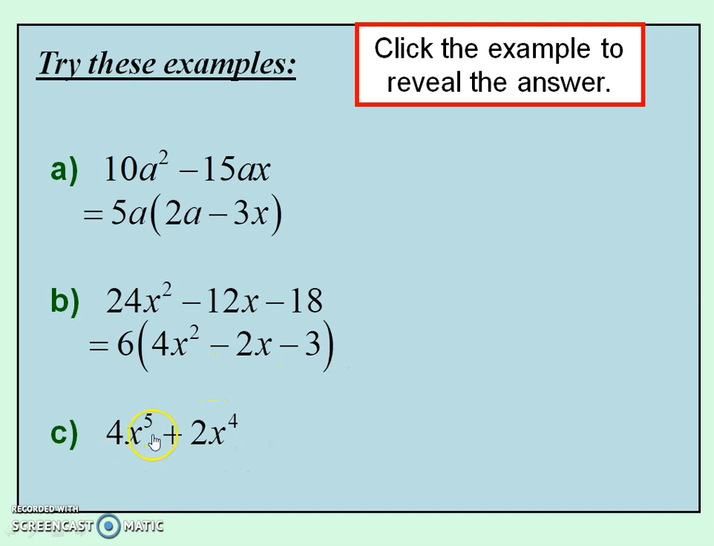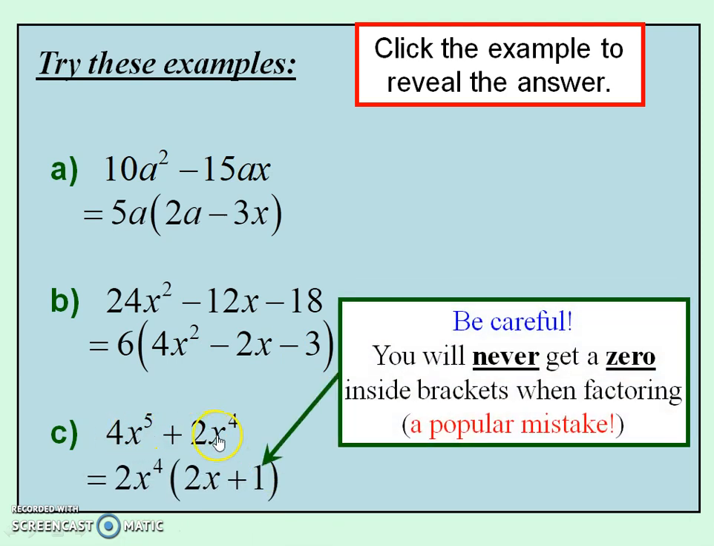GCF of these two terms is 2x to the power 4. So be careful when you have something like this. If I were to expand this back, to get this second term, I have to have a 1 here. And remember also that that term comes from this second term divided by the GCF. When they divide, 2 divided by 2 is 1, x to the 4 divided by x to the 4 is 1. I have to actually write that 1. You'll never get a 0 in there.